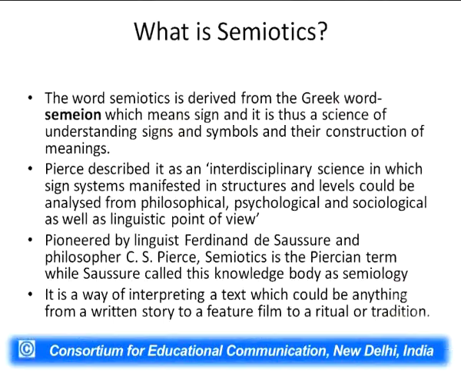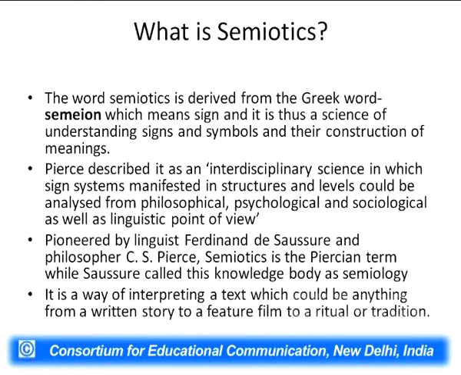So we can start by looking at the definition of semiotics. The word semiotics is derived from the Greek word semion, which means sign, and is thus a science of understanding signs and symbols, because our communication is very much symbolic in character. Further during this presentation, we would see what exactly the sign is, because it looks very simple, but it's deceptively simple. The sign has many connotations, especially in the tradition of semiotics.